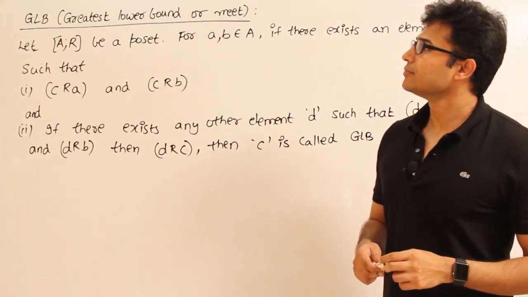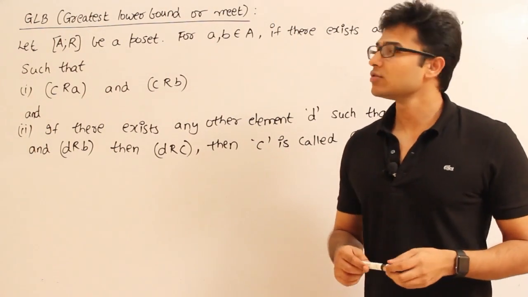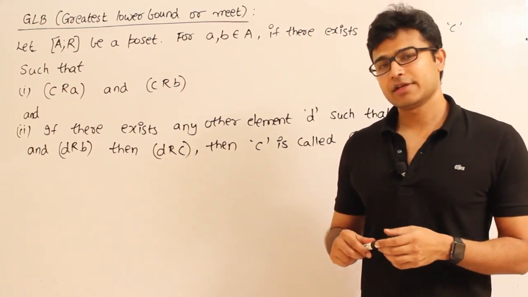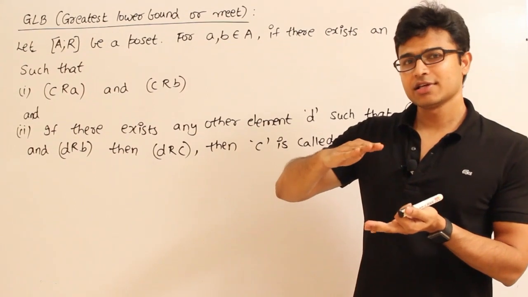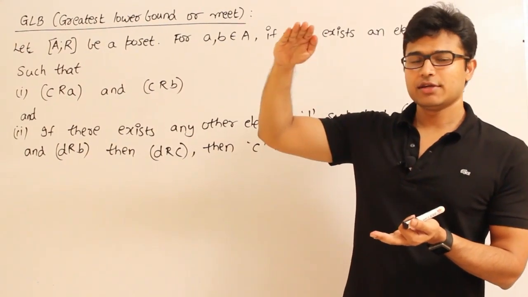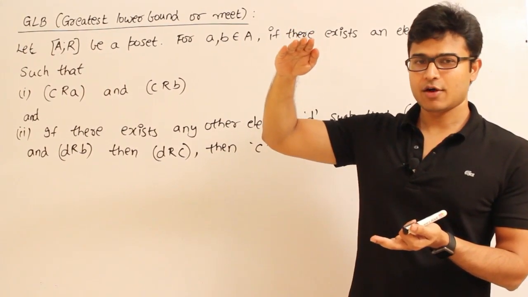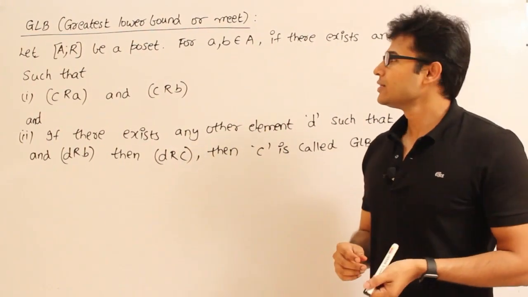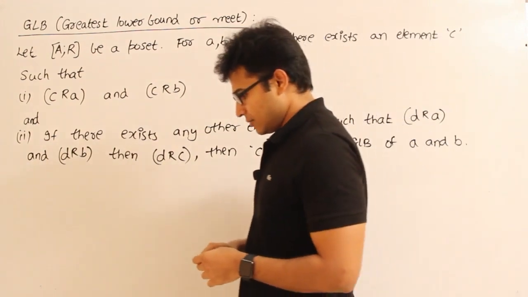Just like least upper bound, we have the greatest lower bound concept. I'll just explain what it is. It is exactly the same. Earlier we were talking about the elements which are just above the given elements. Now we'll be talking about the elements which are just below the given element. So I'll take an example and explain.